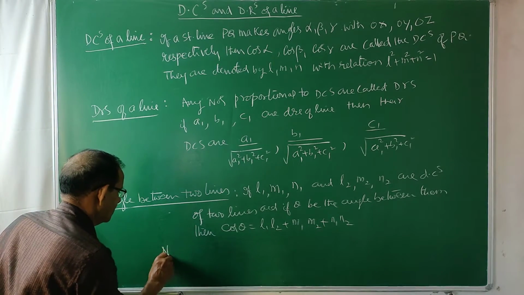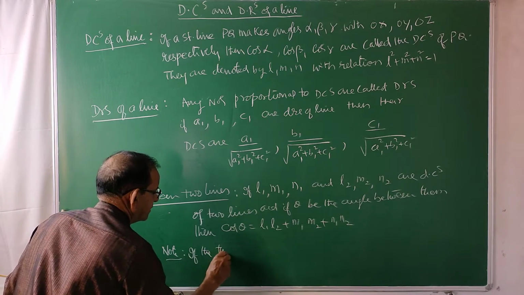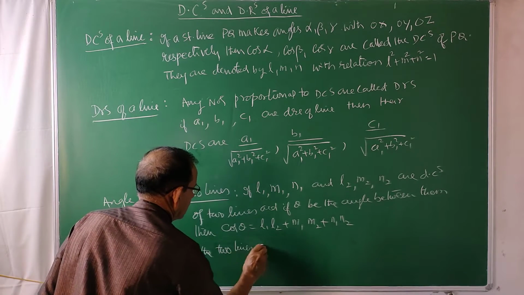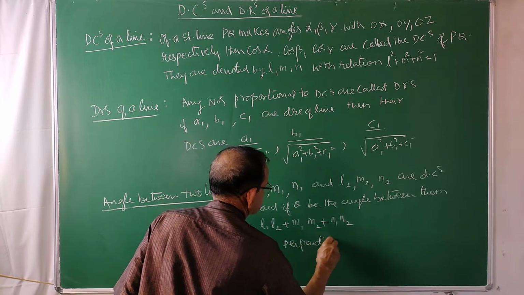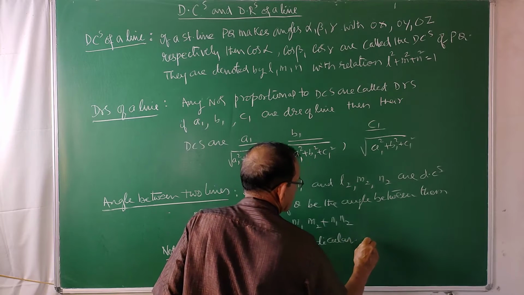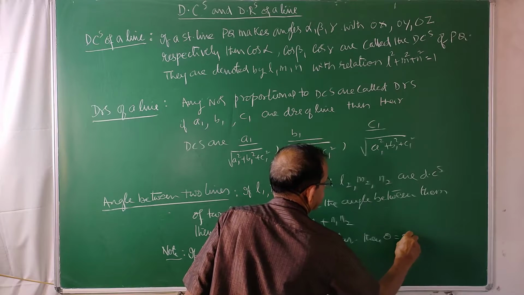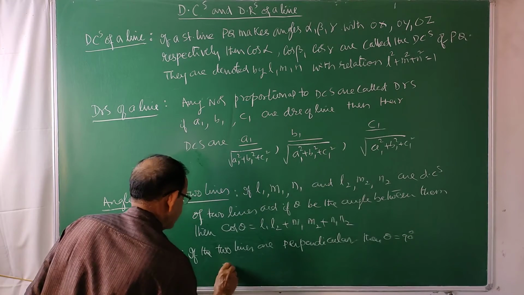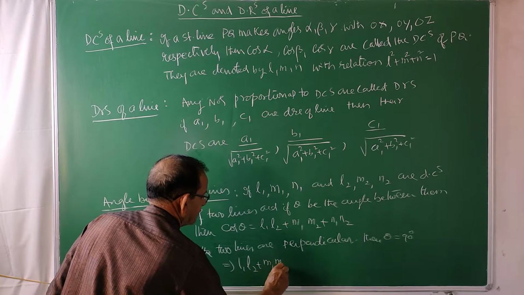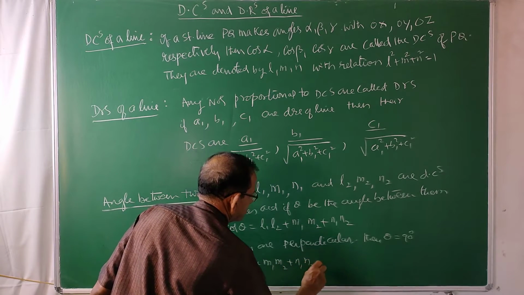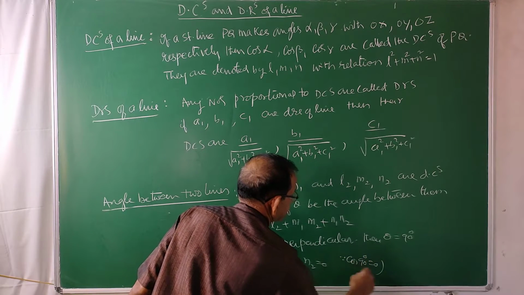Note, if the two lines are perpendicular, then theta is equal to 90 degrees. That implies l1 l2 plus m1 m2 plus n1 n2 is equal to 0, because cos 90 is equal to 0.